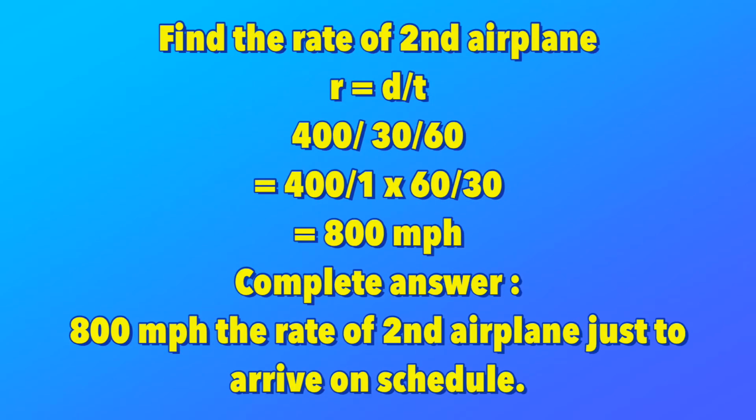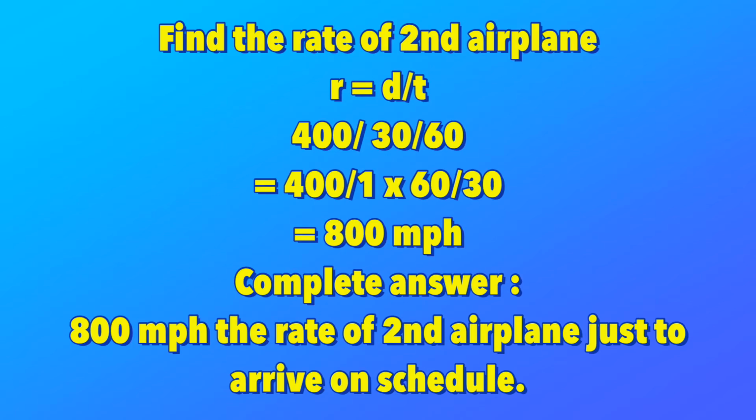Our next step is to find the rate of the second airplane, which is required in the given problem. So the rate is equal to D over T, that's our formula. So the distance covered is 400 over 30 over 60. Why 30 over 60? Because the time covered is 30 minutes. We have to divide this by 60 minutes because our rate is expressed in hours. That's why we're going to divide the 30 minutes by 60 minutes.